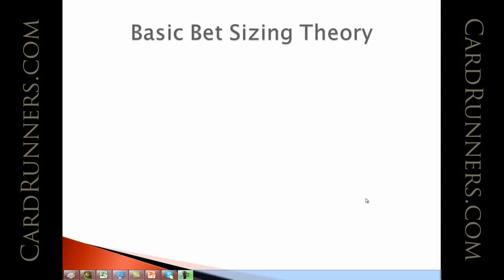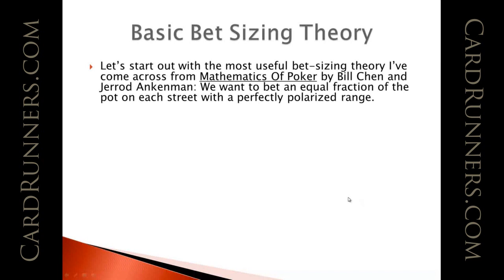So now we're going to start off with basic bet sizing theory, and once again, feel free to skip this if you feel like you already probably know this stuff. Let's start out with the most useful bet sizing theory I've come across, from The Mathematics of Poker by Bill Chen and Jerrod Ankenman. We want to bet an equal fraction of the pot on each street when we have a perfectly polarized range that allows us to get all the money in the pot by the river. So an equal fraction of the pot where we're felting all in by the river.